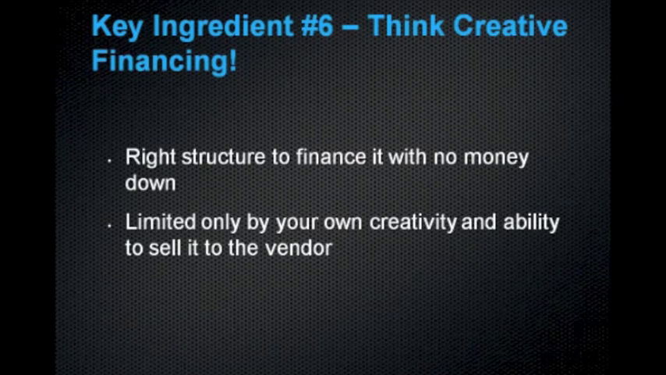Key ingredient number 6 is to think creatively. And this is very simple. Right structure to finance with no money down. When you look at a property, you always look at a property as though you had no money. Because it's very simple, you're going to run out of money if you put 5, 10, 15% on every property out there. So I look at a property and say, I don't have any money. How can I do this?